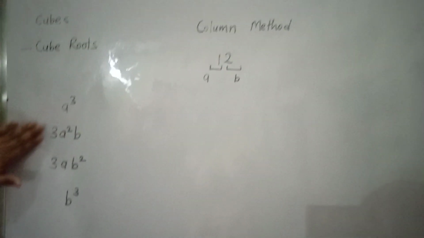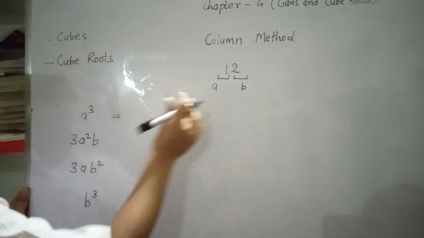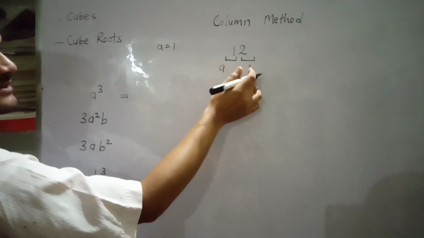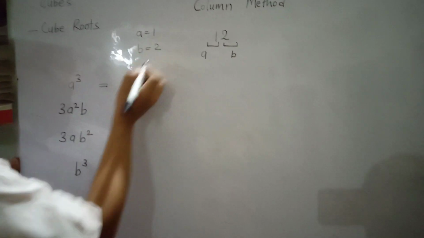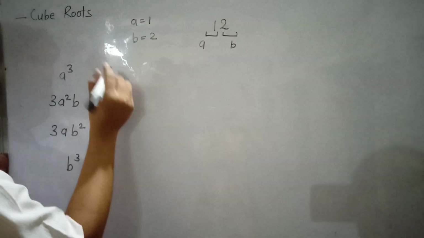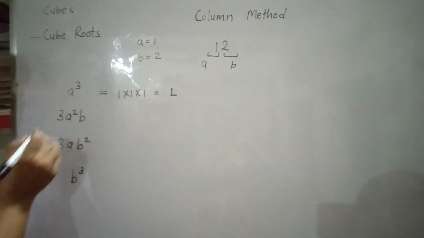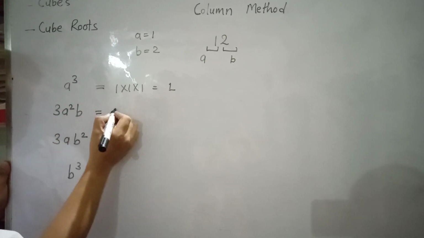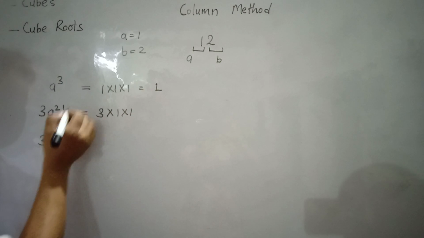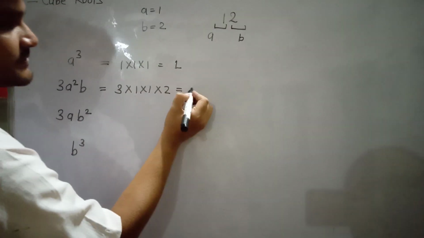Firstly, we will find out that value. Here the value of A is 1 and the value of B is 2. So firstly we will find out the A cube. So 1 into 1 into 1, so the value of A cube is 1. Then 3A square B, 3A square means 1 square, 1 into 1, and B, the value of B is 2, so we will get 3 into 2 is 6.